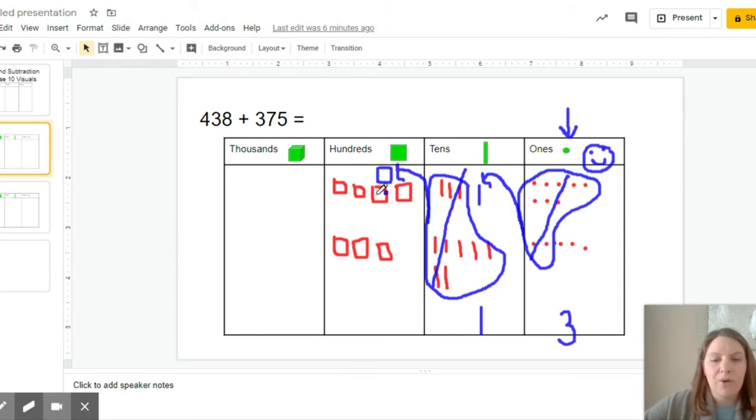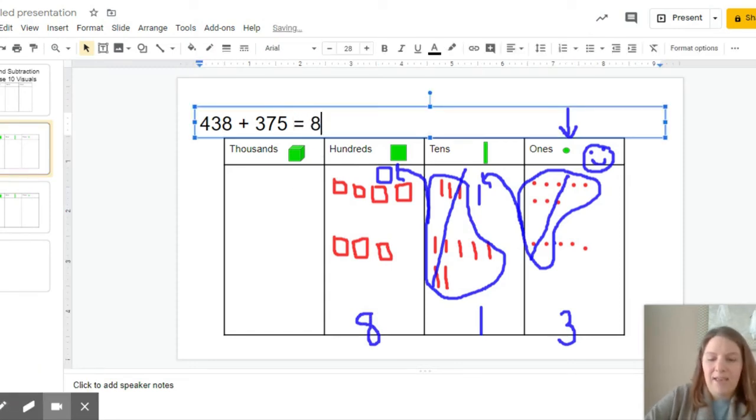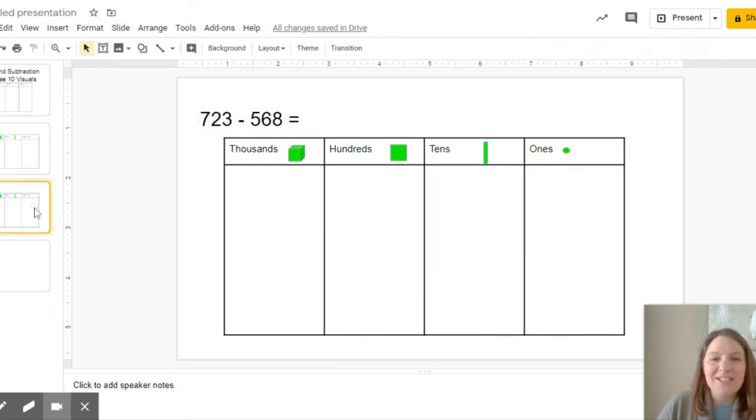100, 200, 300, 400, 500, 600, 700, 800. So my answer is 813. Okay. Does that seem reasonable? Well, it's definitely bigger than what my numbers are. So yes, if it was smaller, I'd be concerned because I'm putting the two numbers together. I should get a bigger answer. If I said this is about 400, this is about 400, 400 plus 400 is 800. Yeah, that seems reasonable. Okay, let's move on to subtraction.